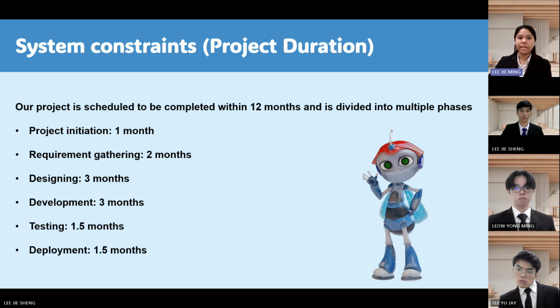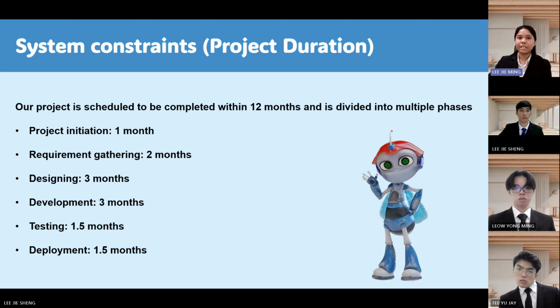For project initiation, it takes 1 month to form the group team project and develop project plans. For requirement gathering, it takes 2 months to identify stakeholders and gather user needs through interviews, surveys, and observation. For the designing phase, it consists of 3 months, which is to create system architecture and framework using modeling techniques like class diagram, use case diagram, activity diagram, and state diagram.